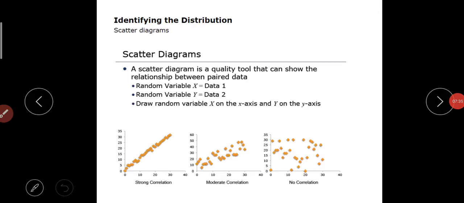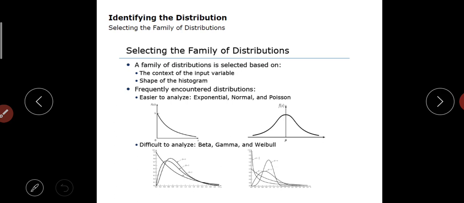We can also use a scatter diagram to understand the relationship between two variables related to the data. The first graph shows strong correlation, the second graph shows moderate correlation, and the third one shows no correlation between the data.